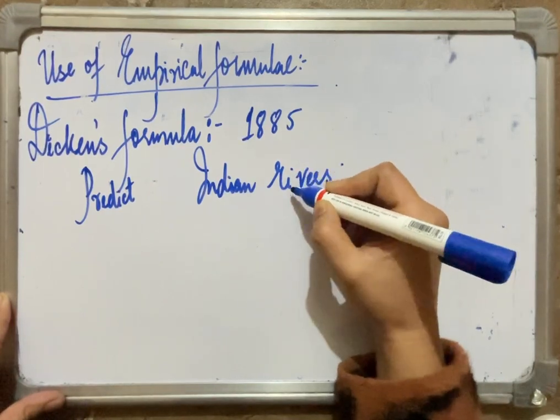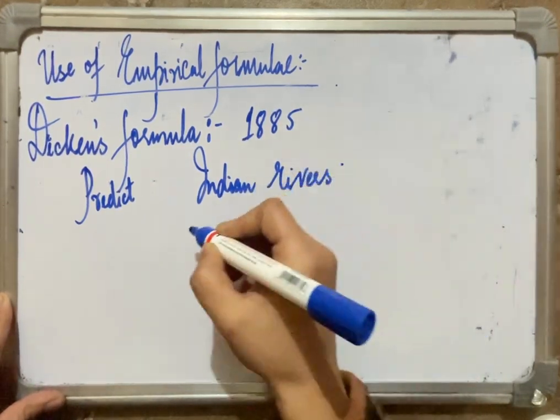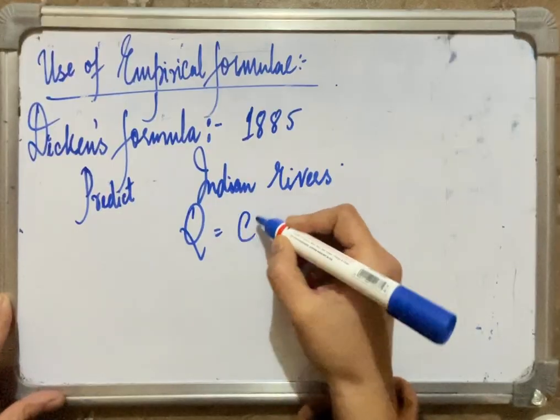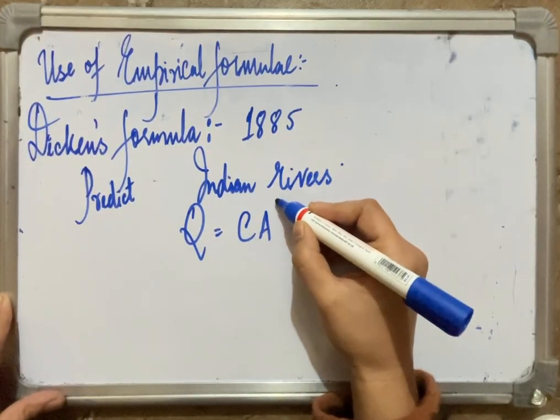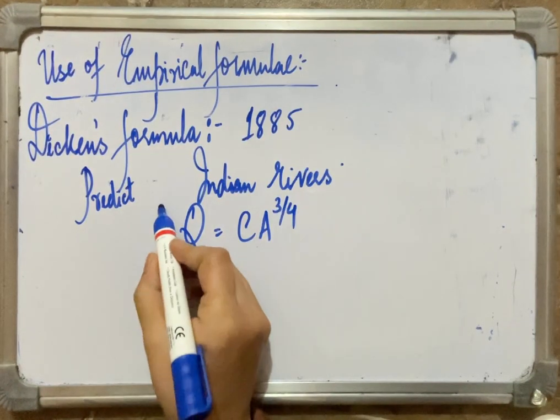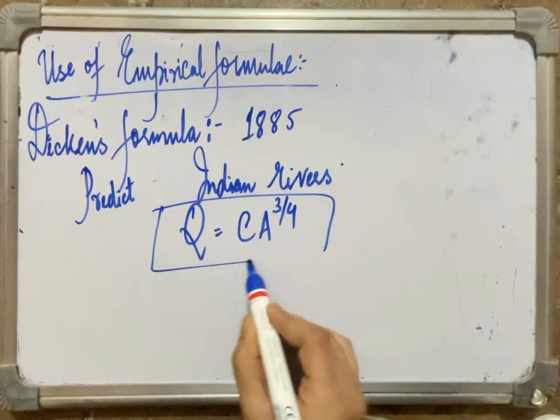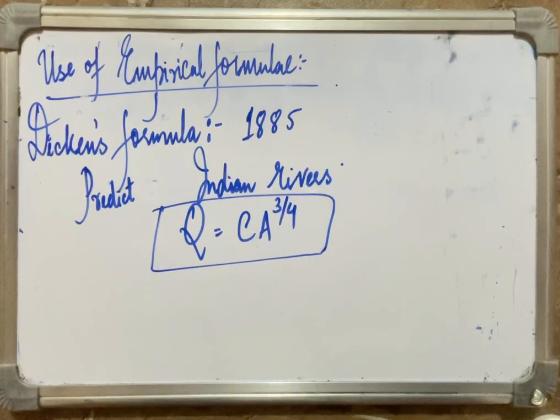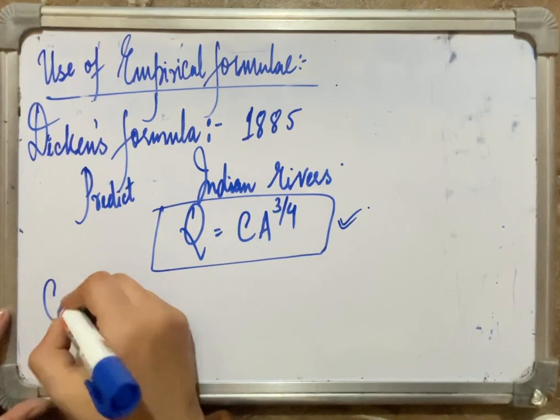It is used for determination of the waterway of the bridges, and he developed his formula as this, wherein our generalized expression was Q = CA^N. Dickens conducted his studies on Indian rivers, and he gave us this formula: Q = CA^(3/4). And this formula is applicable to catchments in central and north India.